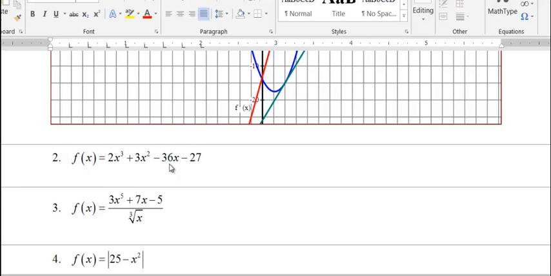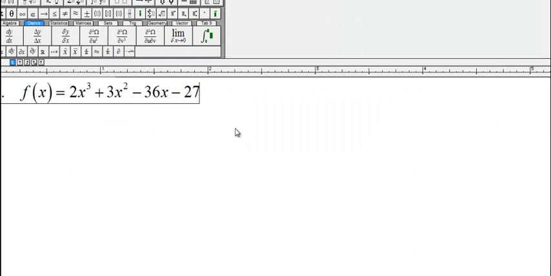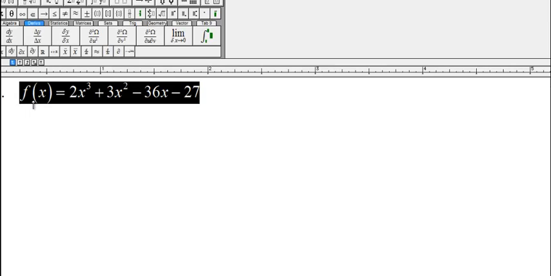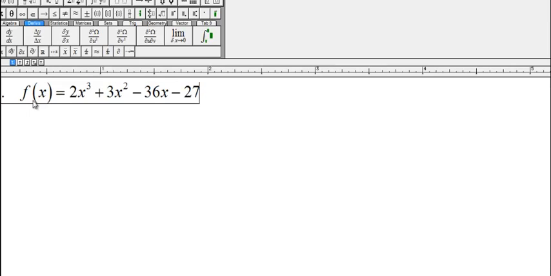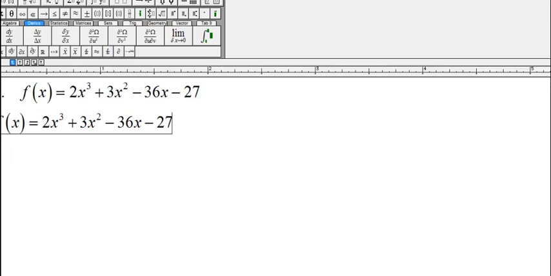Okay, we are back with problem number 2 in our list of 20 problems. So here we have our function. Number 2, f of x equals 2x cubed plus 3x squared minus 36x minus 27. This kind of a polynomial is pretty easy to find the derivative of.